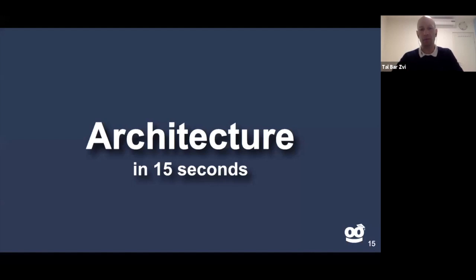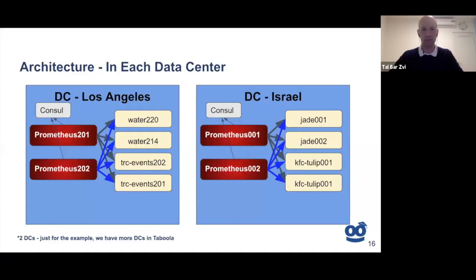Now I will talk a little bit about architecture. I talked about Prometheus, and I said every DC has its own Prometheus. It has more than one. For instance, in the LA data center, both Prometheuses talk with Consul, and then Consul tells Prometheus what the services or servers are. Then each Prometheus goes to each of the servers and scrapes the metrics, and it is done each minute.